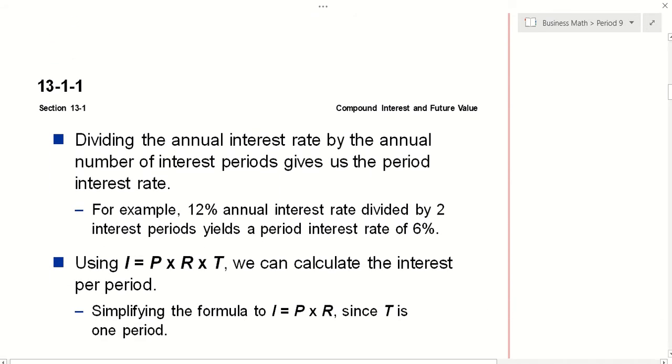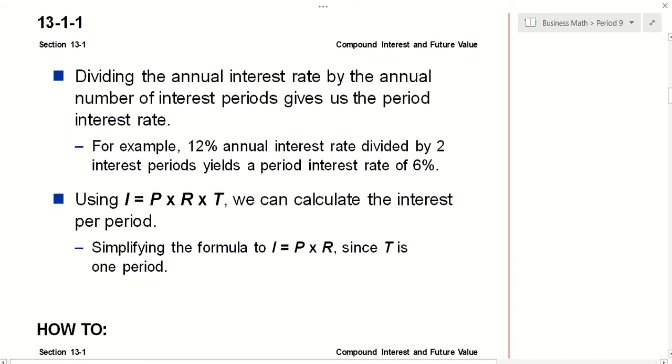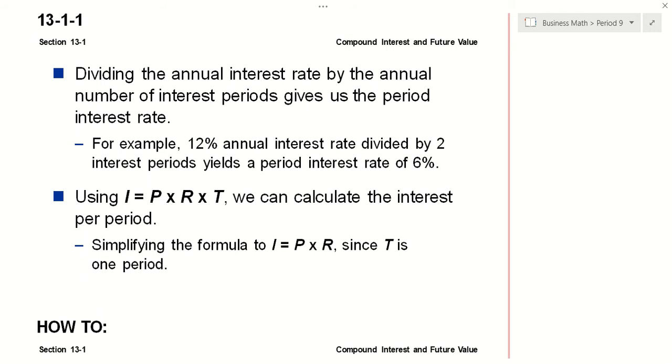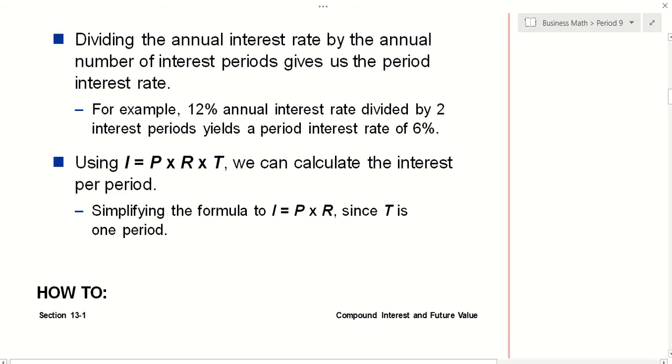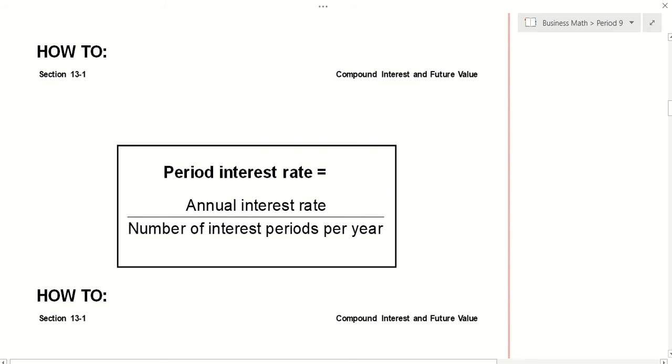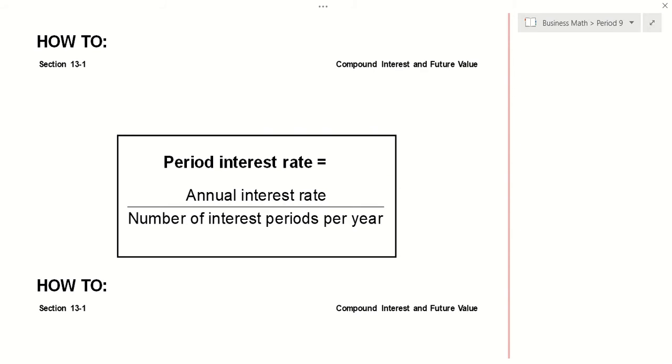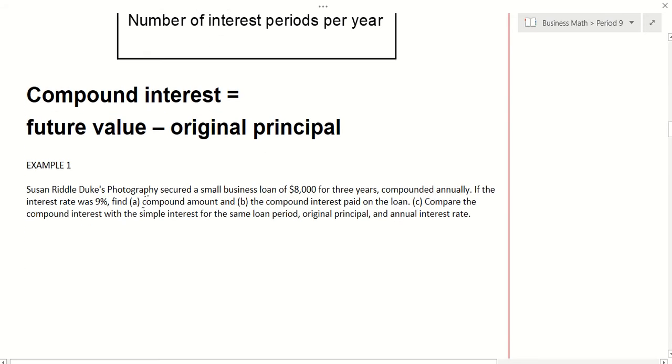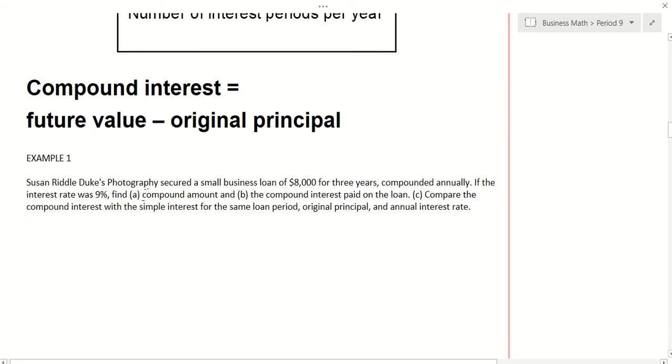Dividing the annual interest rate by periods per year: let's say you have a 12% interest rate and there are 2 periods, you go 12% divided by 2 to get 6%. With the formula I equals PRT, we can calculate interest. And here's again the formula for the period interest rate: you take the interest rate over the periods per year. And compound interest is your future value minus your original principal.